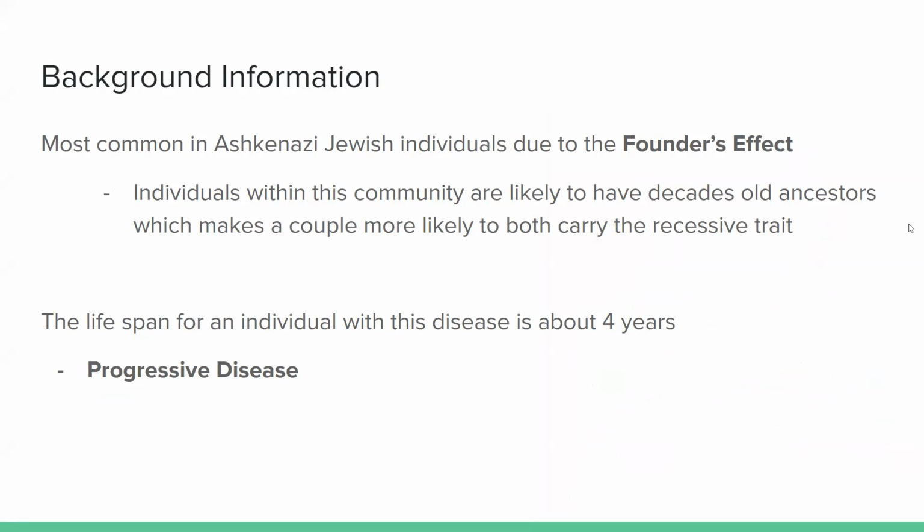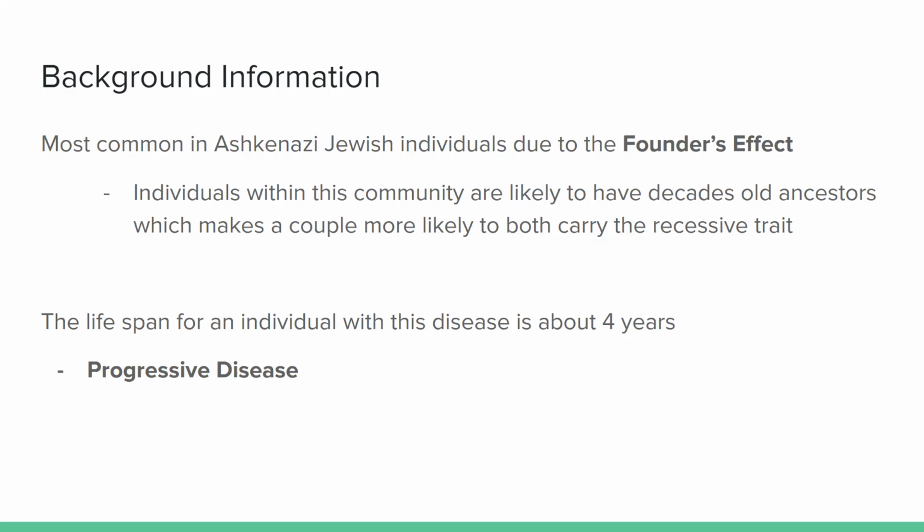Some background information is that Tay Sachs disease is most common in the Ashkenazi Jewish population, and this is due to the founder's effect. That means individuals within that community are more likely to have common ancestors from long ago, since the community has been around for so long. And that means that two people from that population are much more likely to be carrying that gene and much more likely to have a child with Tay Sachs.